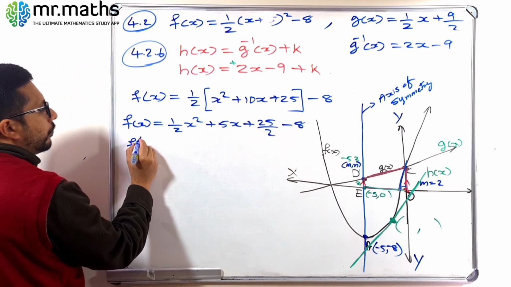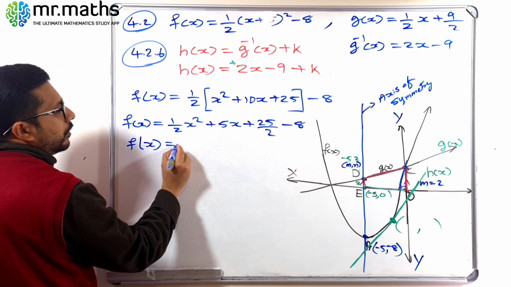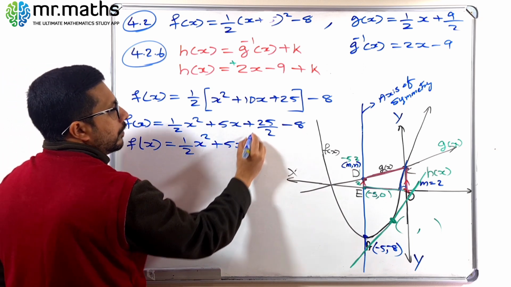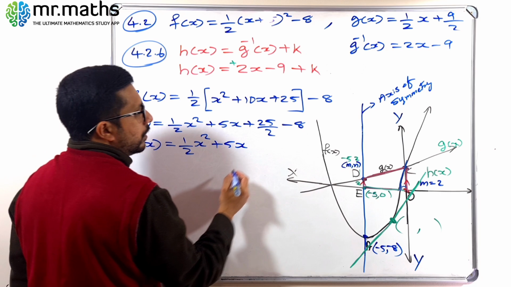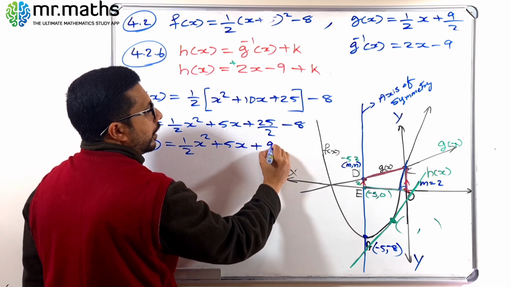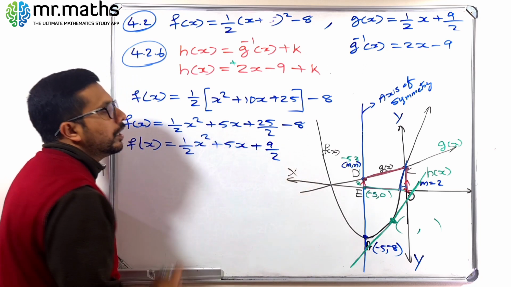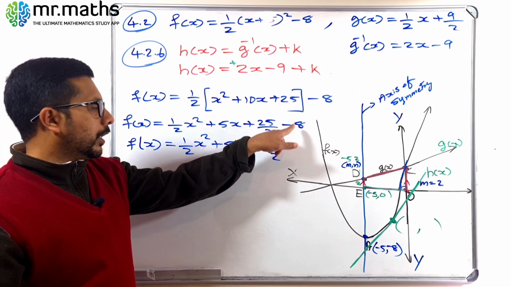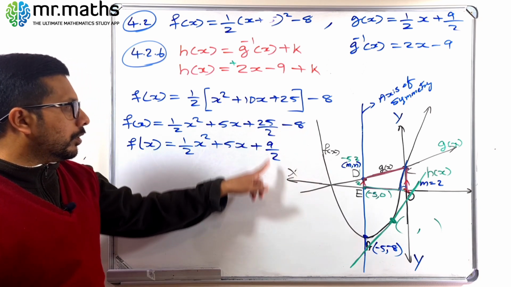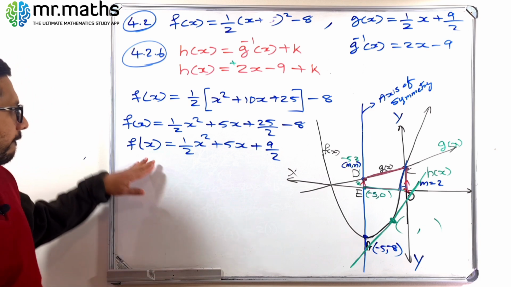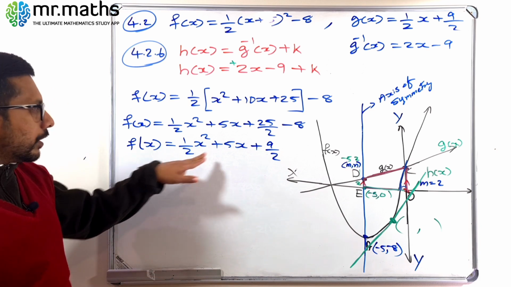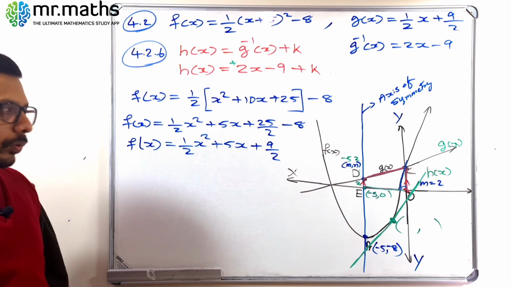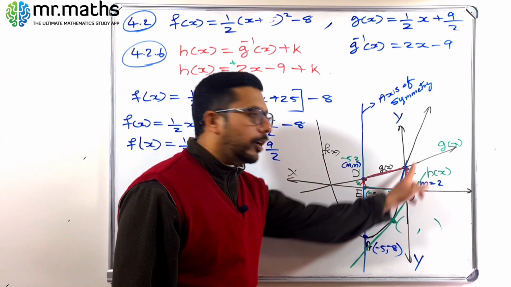So f of x is equal to half x square plus 5x. What is the answer in your calculator? 16 plus 9 over 2. You can check in your calculator whether it is correct or wrong. So 25 minus 16 is 9 over 2. So anyway, this is our f of x, half x square plus 5x plus 9 over 2. Now that is the equation of this parabola.